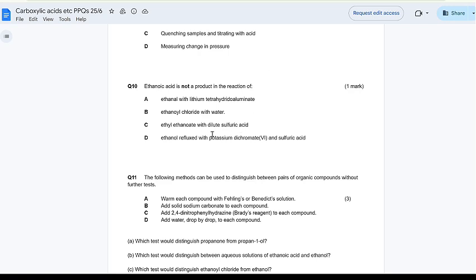Ethanoic acid is not a product of reaction of. Ooh, this could be a good question to answer. I'll go ahead and do this one. Hopefully this one's pretty straightforward. Just knowing my stuff.